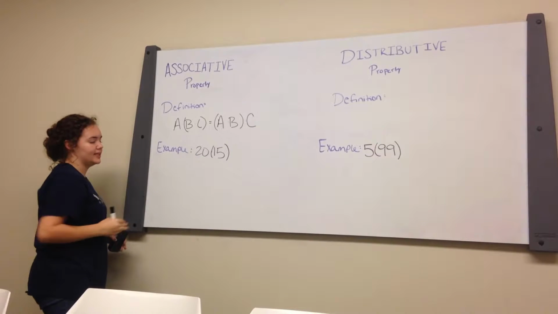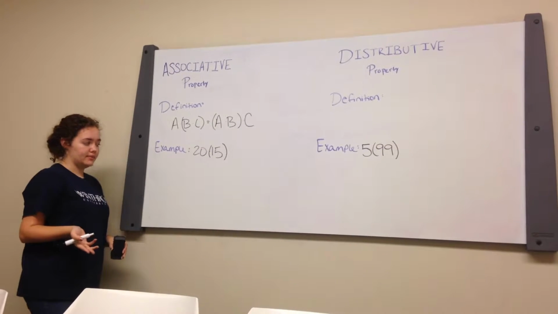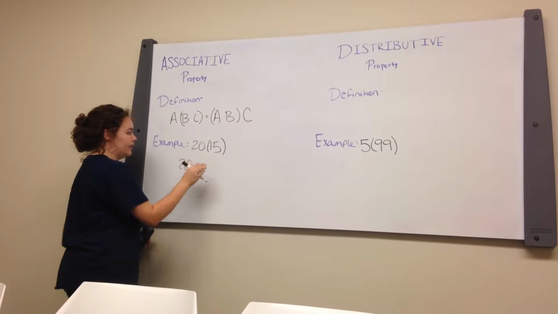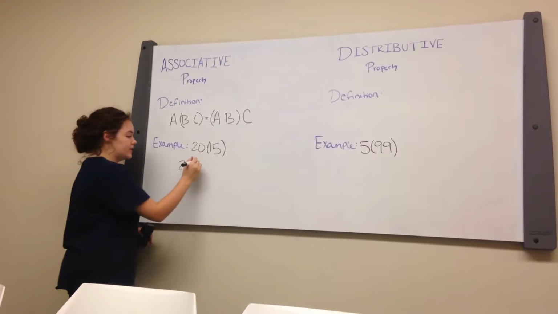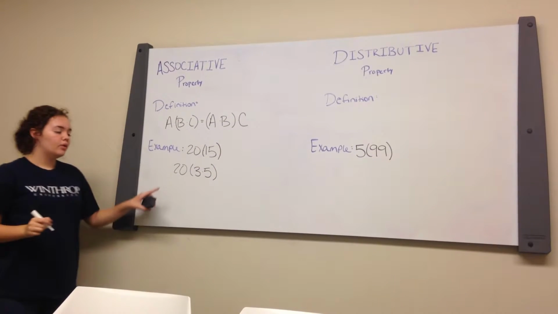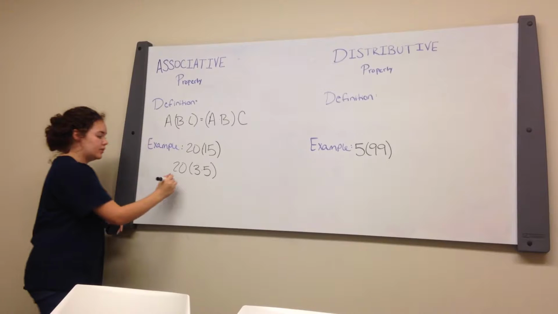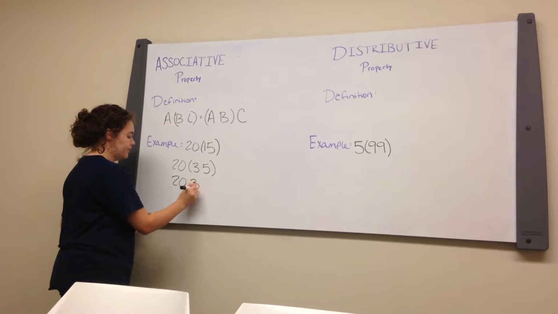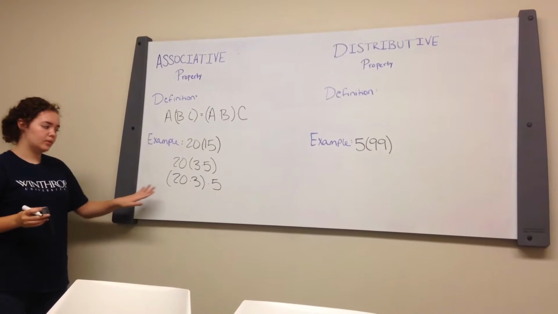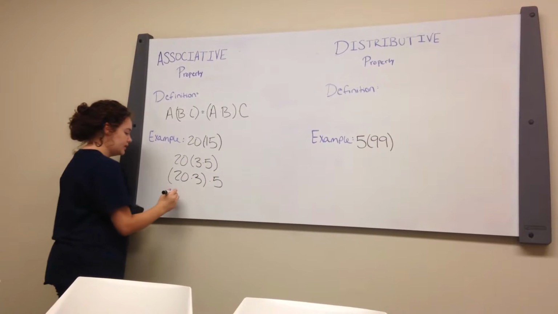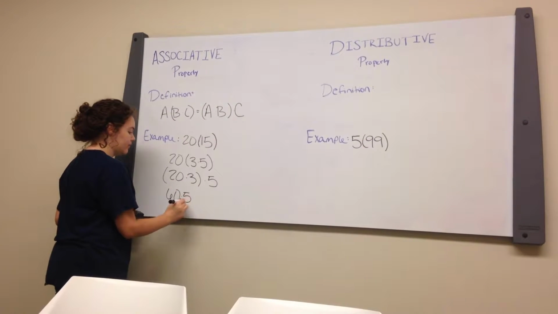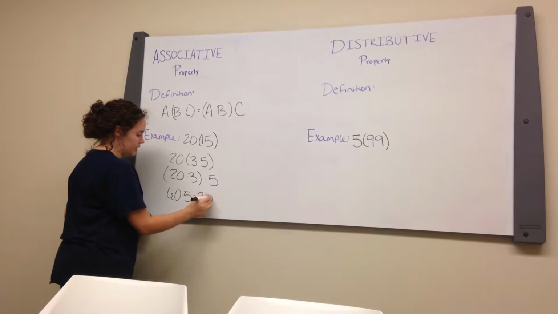So to demonstrate this example, we're going to multiply 20 times 15. So we're going to start with 20, and then we're going to factor 15 into 3 times 5. Now, we're going to regroup this into 20 times 3 times 5. And then we're just going to multiply this out straight across. So then we end up with 60 times 5, which equals 300.